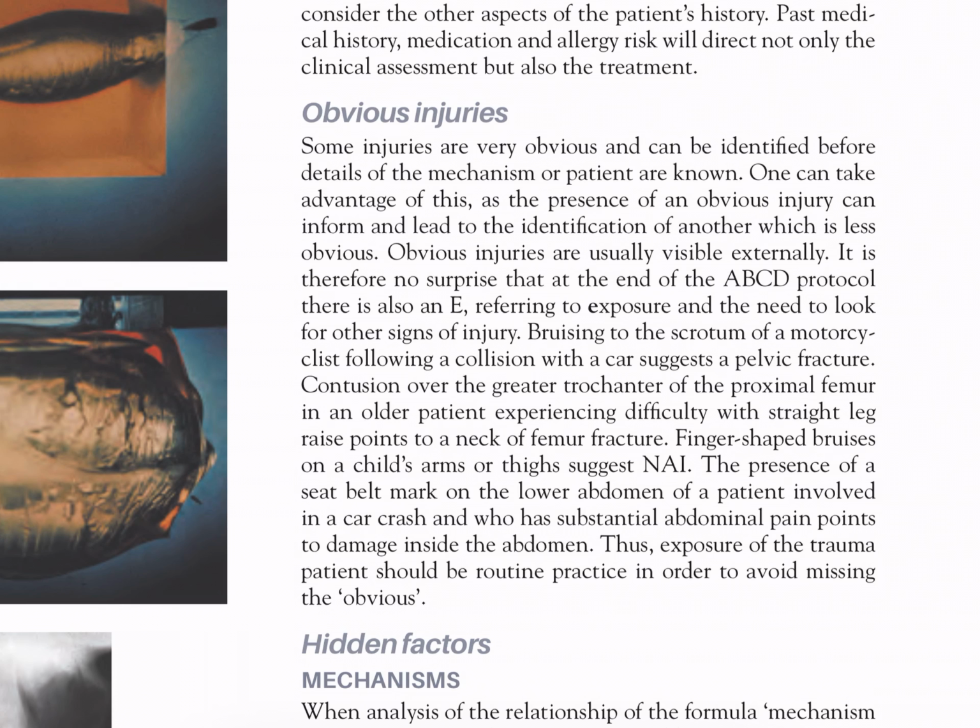Bruising to the scrotum of a motorcyclist following a collision with a car suggests a pelvic fracture. Contusion over the greater trochanter of the proximal femur in an older patient experiencing difficulty with straight leg raise points to a neck of femur fracture. Finger-shaped bruises on a child's arms and thighs suggest non-accidental injury. The presence of a seatbelt mark on the lower abdomen of a patient involved in a car crash and who has substantial abdominal pain points to damage inside the abdomen. Thus, exposure of the trauma patient should be routine practice in order to avoid missing the obvious.